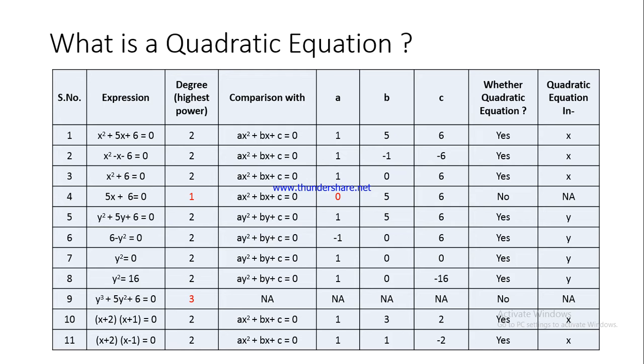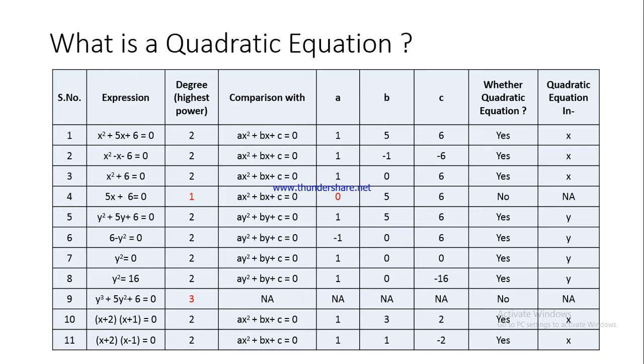As far as fifth is concerned, slightly different. Here the expression is in y. This is a quadratic equation in y. The first, second and third ones were basically quadratic equations in x, and the fourth one was basically a linear equation in x. A linear equation is one in which the degree or the highest power is 1. But in fifth, you see that it is basically a quadratic equation in y, and that is why you are instead comparing it with ay square plus by plus c is equal to 0.